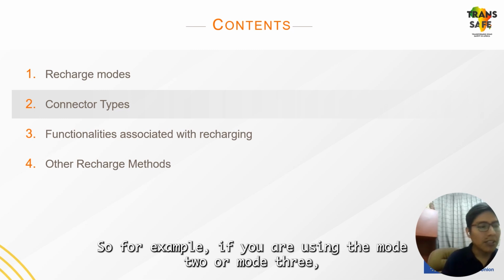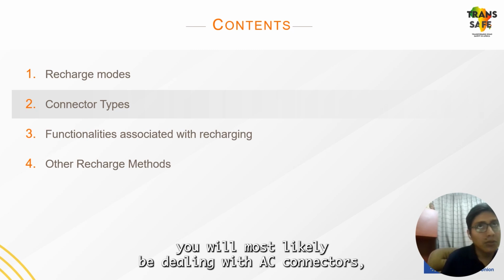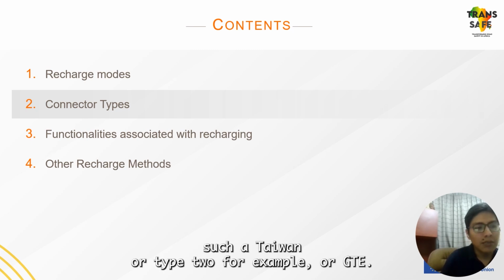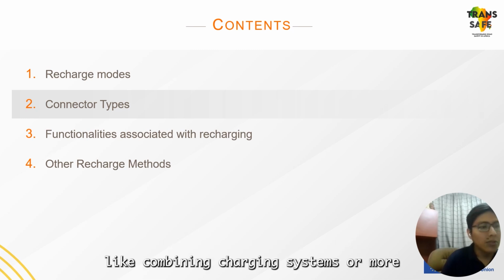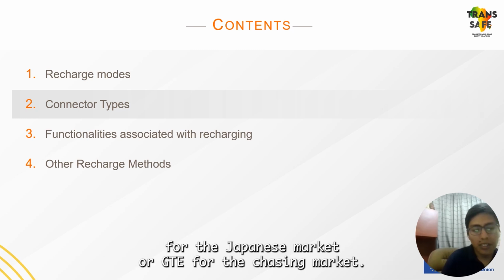So for example, if you are using Mode 2 or Mode 3, you will most likely be dealing with AC connectors such as Type 1 or Type 2, or GBT. If you are using Mode 4, you will be working with DC connectors like Combined Charging Systems, or CHAdeMO for the Japanese market, or GBT for the Chinese market.